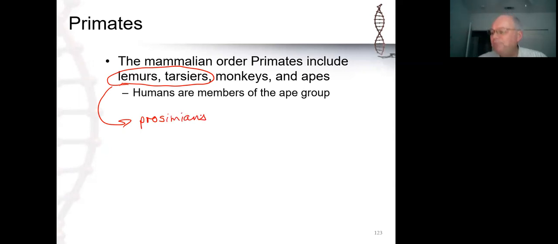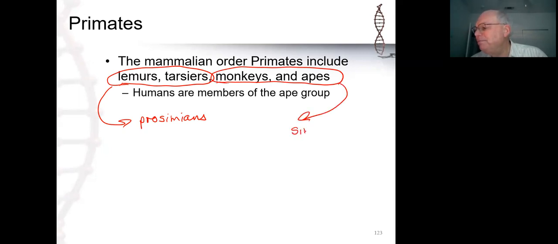because the Latin term for monkeys and apes, and of course ourselves, is simians. So the lemurs and the tarsiers are primates that are considered to be basal to the primate clade. Of the two, the tarsiers are considered to be the clade that is more closely related to the simians, the monkeys and the apes, and ourselves, of course.